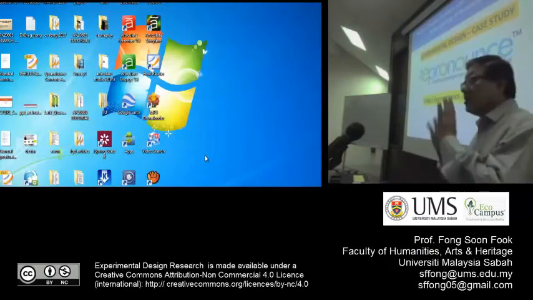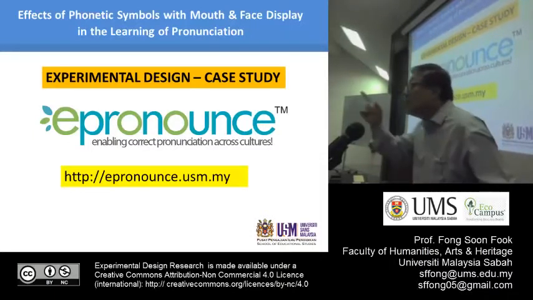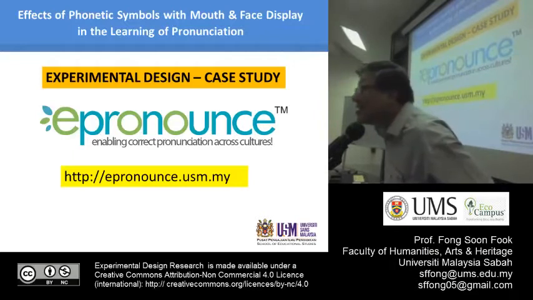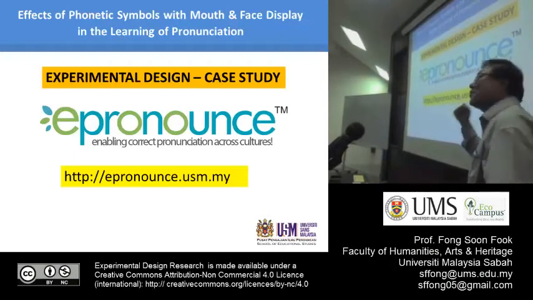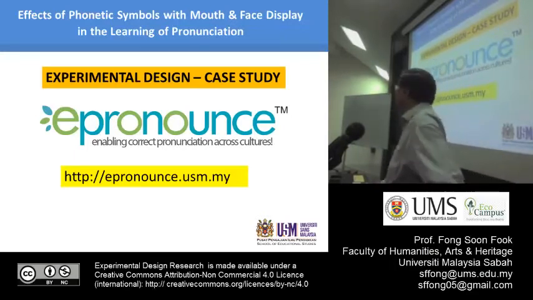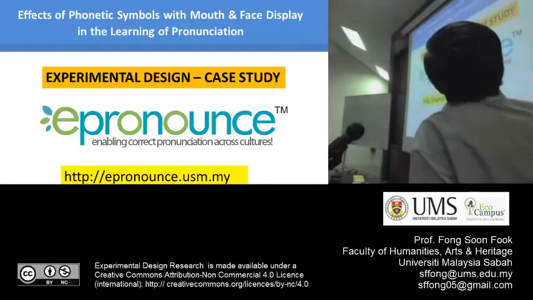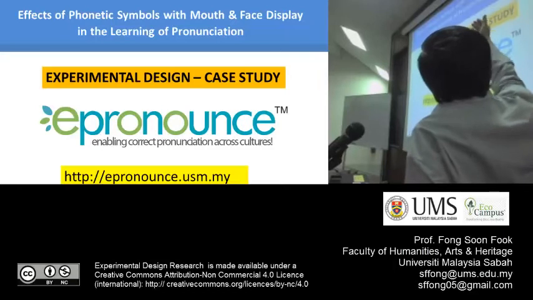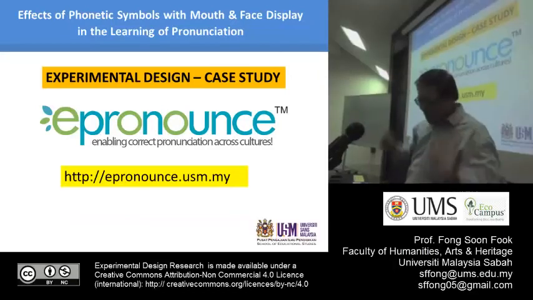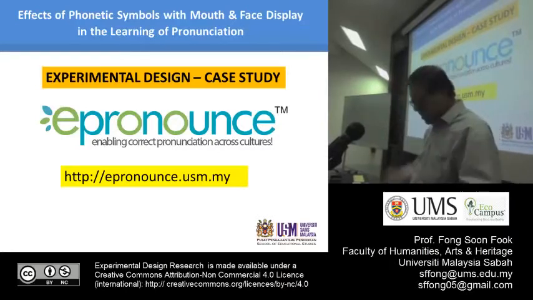Okay, try to follow. This project is called Effects of Phonetic Symbol with Mouth and Face Display in the Learning of Pronunciation. Now, tell me, what is the dependent variable this evening? Learning. Exactly, learning. Okay. So we want to have better learning of pronunciation. And what are the independent variables? What do you think probably here? Phonetic symbol, lagi? Mouth display, face display. So this is a real example, you know, okay, of a project, experimental design.